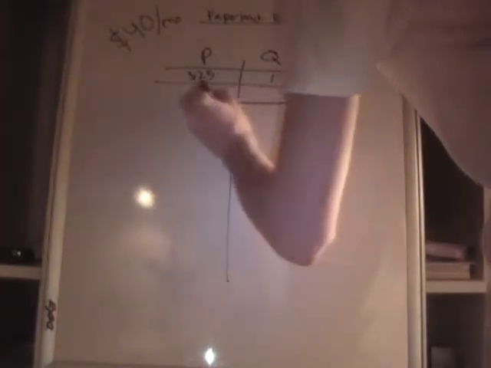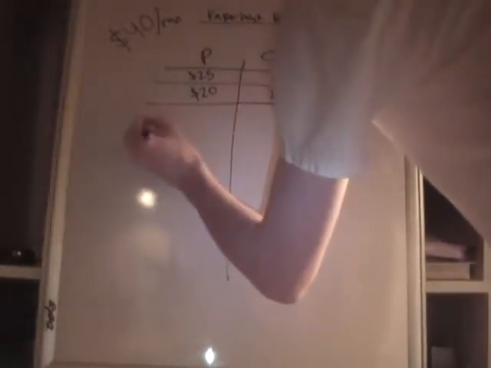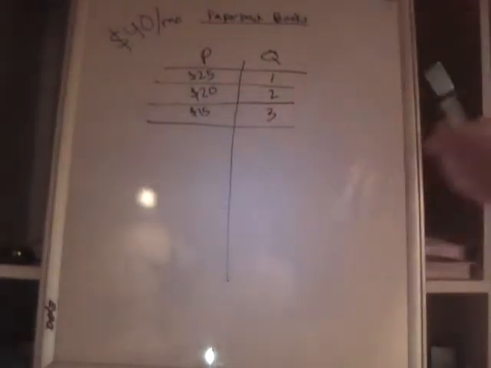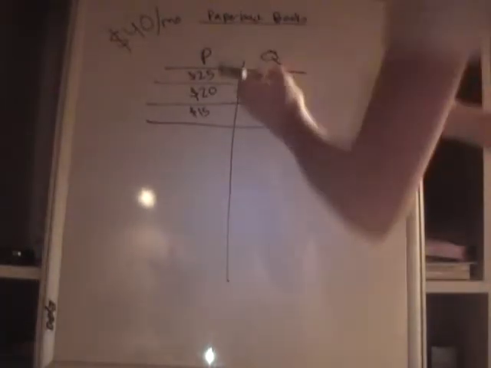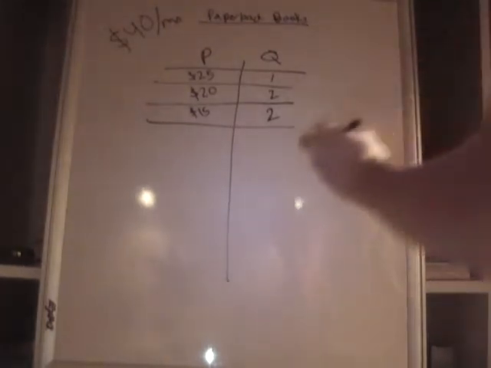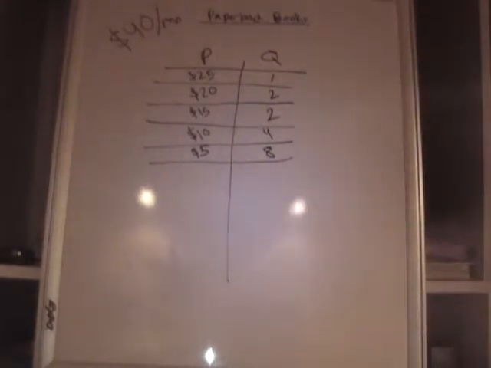Now, if paperback books are $20, then he's going to buy two. Take this down even more to 15. He's going to buy, no he's not. He's not going to buy 3. He's going to buy 2. Let's bring it down to 10, and he'll buy 4. Bring it down to 5, and he'll buy 8. And we're not going to do 0, because if they were free, he'd never stop.